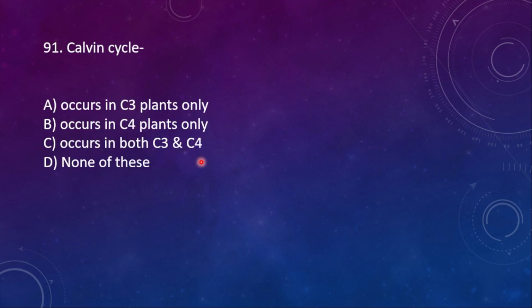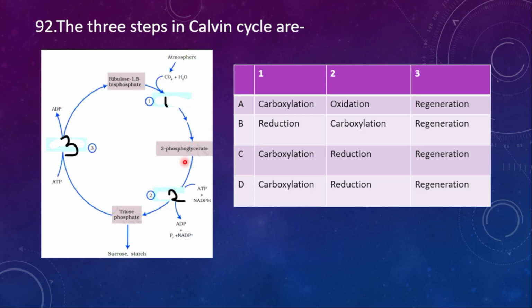91. Calvin cycle A, occurs in C3 plants only, B, occurs in C4 plants only, C, occurs in both C3 and C4, D, none of this. Here the right option is option C. 92. This is what the Calvin cycle actually is, which has 3 main steps: carboxylation.